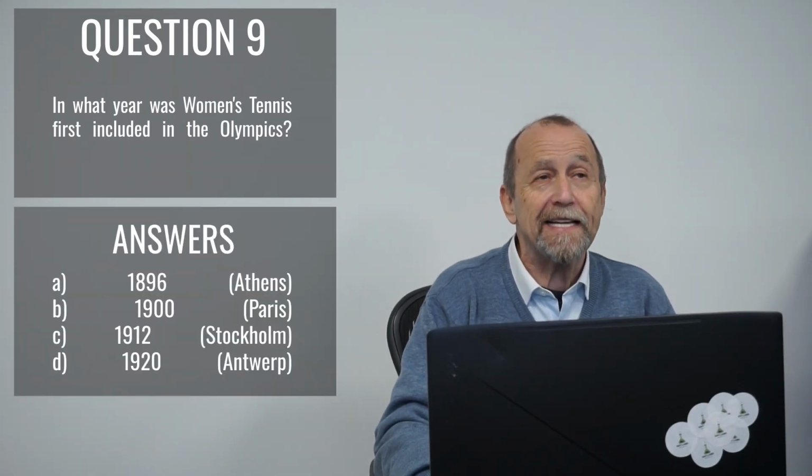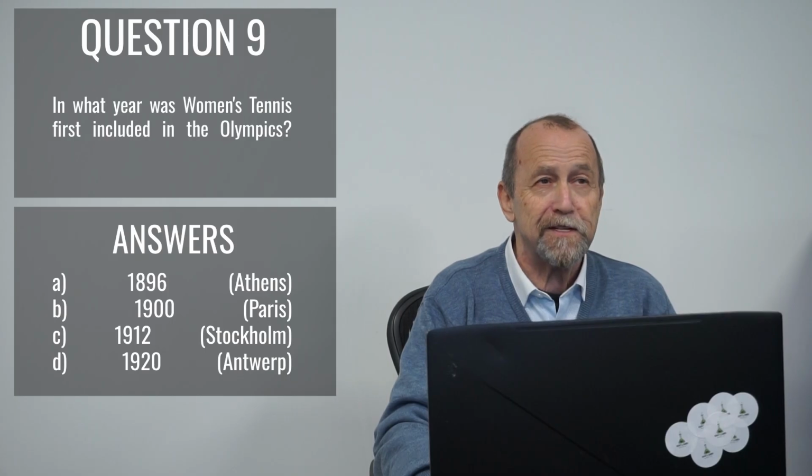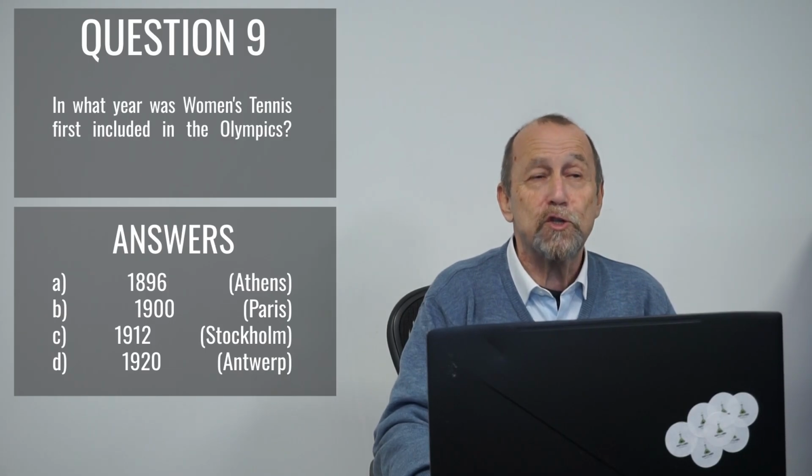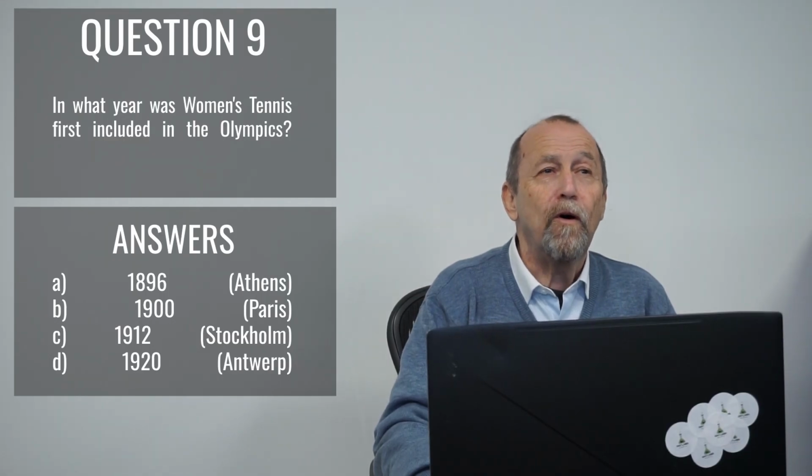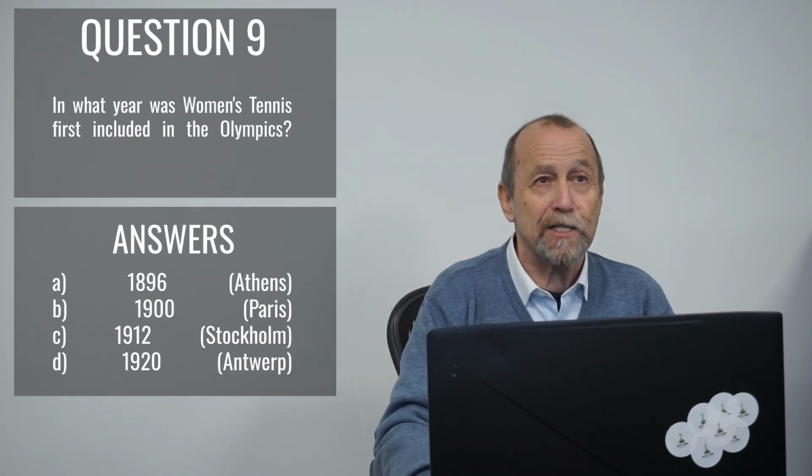Question 9. In what year was women's tennis first included in the Olympic Games? The options are the 1896 Games in Athens, 1900 in Paris, 1912 in Stockholm or 1920 in Antwerp.